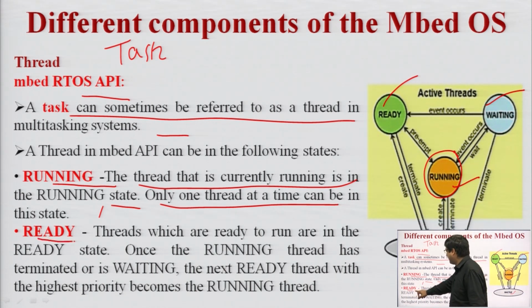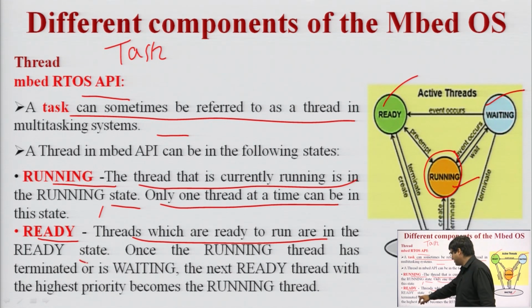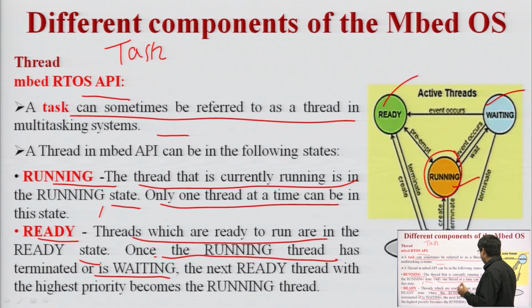After that we have the ready state, that is, ready to run. Threads which are ready to run are in the ready state. It doesn't have just one thread, it has more than one thread. Once the running thread has terminated or is waiting, the next state available is ready.